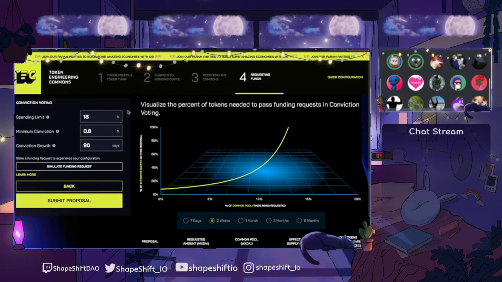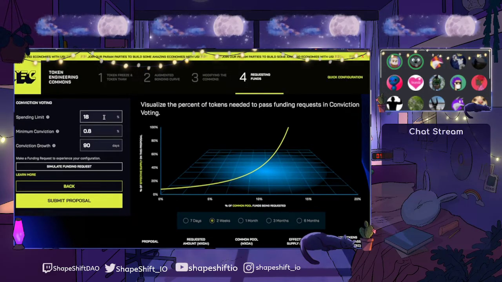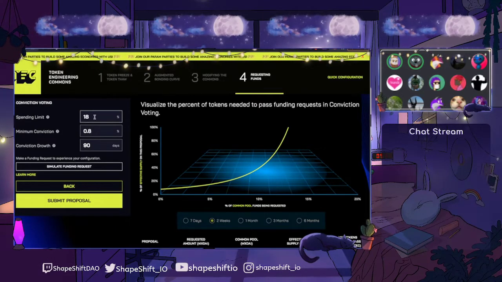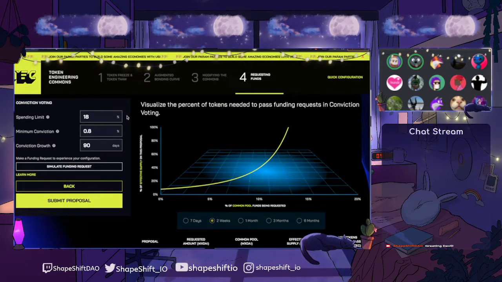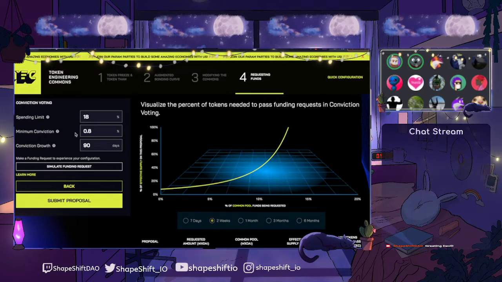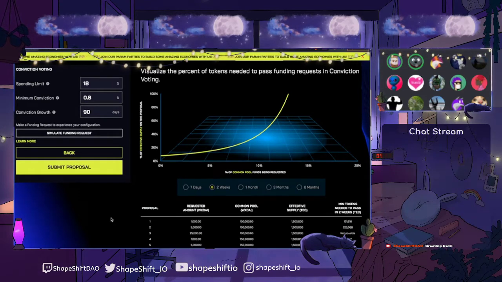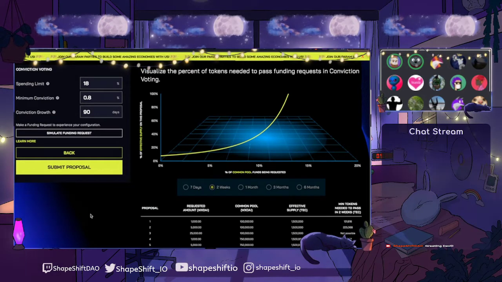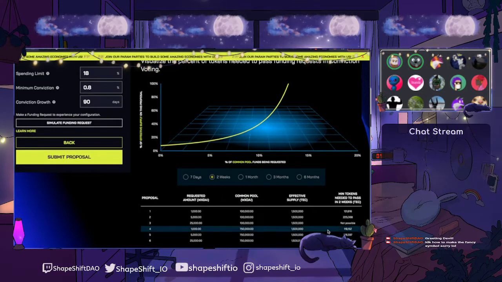So conviction voting is what we're going to be using for funding our proposals. The spending limit is the amount of the funding pool that we're going to be able to allocate per proposal. And minimum conviction and conviction growth are the periods in which, depending on how many TEC tokens are backing the proposal, what's the amount of time that it would take these proposals to pass.